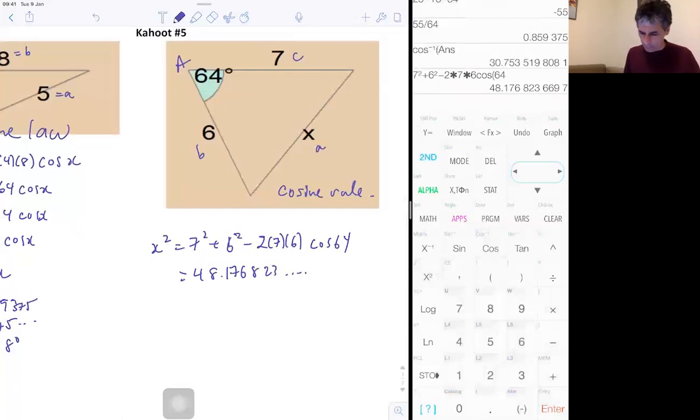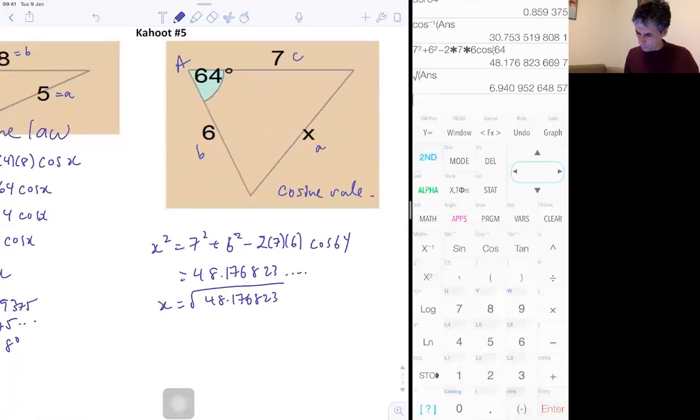And that's really big. That's because we still have to take the square root of that number to get the result. So x is 6.94, so to one decimal place, 6.9. And looking at the diagram, that's a reasonable answer.